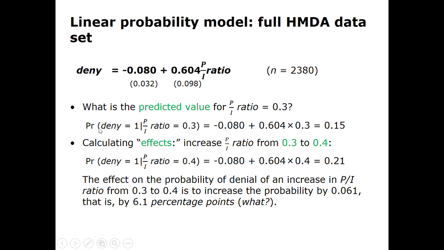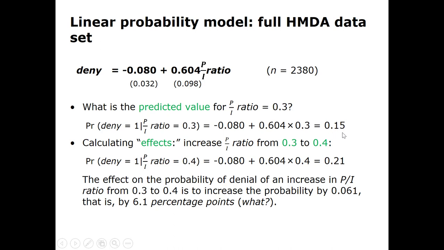So the probability that the mortgage application denial equals 1 given the PI ratio is 0.3 is equal to that beta 0, which is from here, plus 0.604 times the PI ratio for that individual. 0.15 is the outcome as a result. So given the PI ratio of 0.3, the probability of deny equal to 1 is basically 0.15. So the probability of a mortgage disapproval is 0.15.